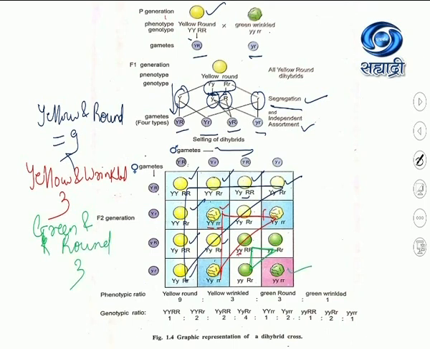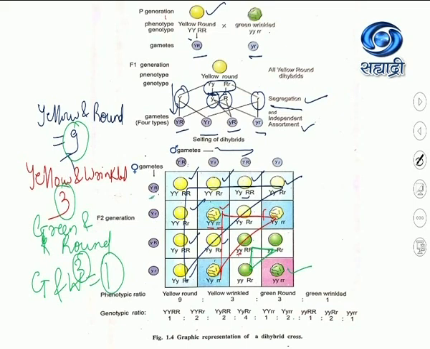And the last is small y, which represents green, and small r, which represents wrinkled. Green and wrinkled, how many? So green and wrinkled, how many are we getting? 1. So what is the phenotypic ratio? 9:3:3:1. I hope you understood how we obtained this phenotypic ratio. 9:3:3:1.